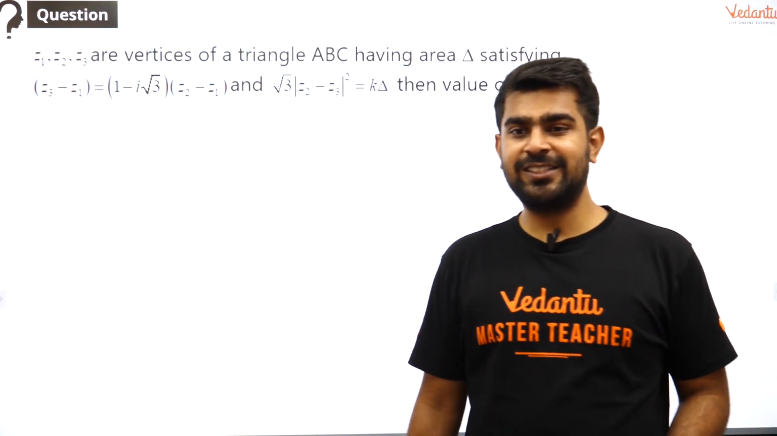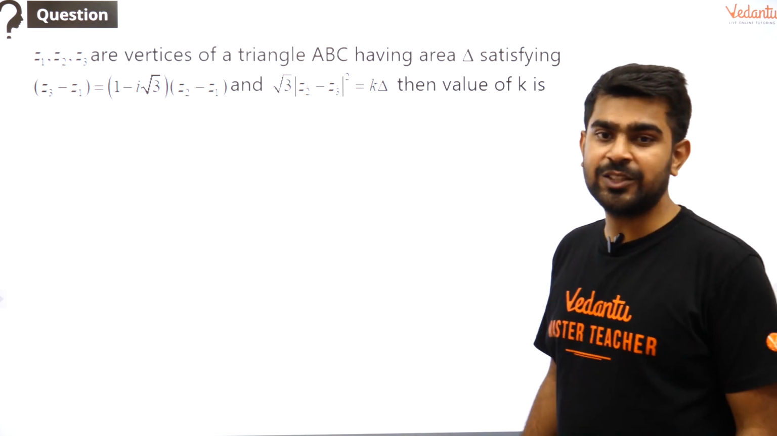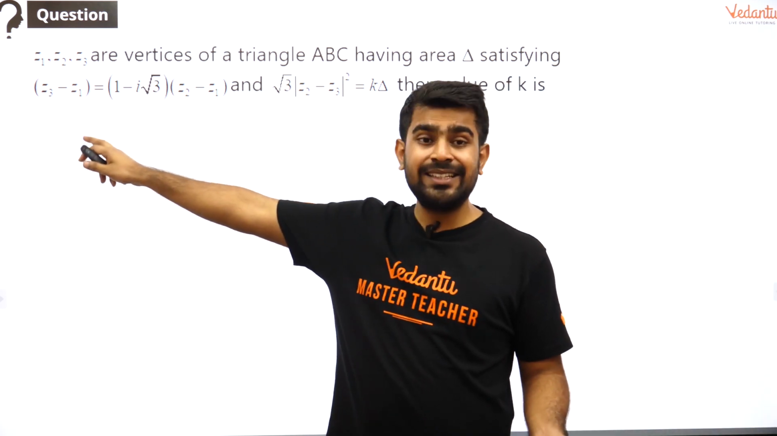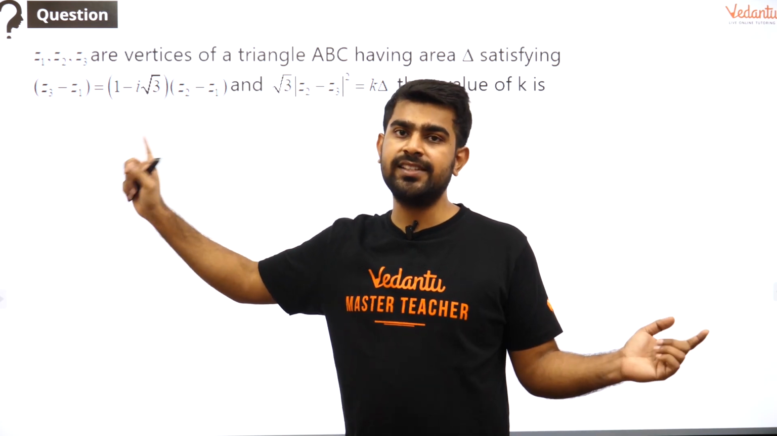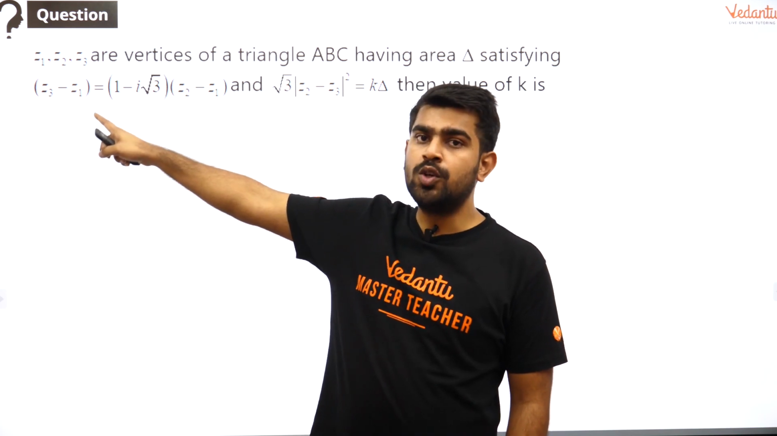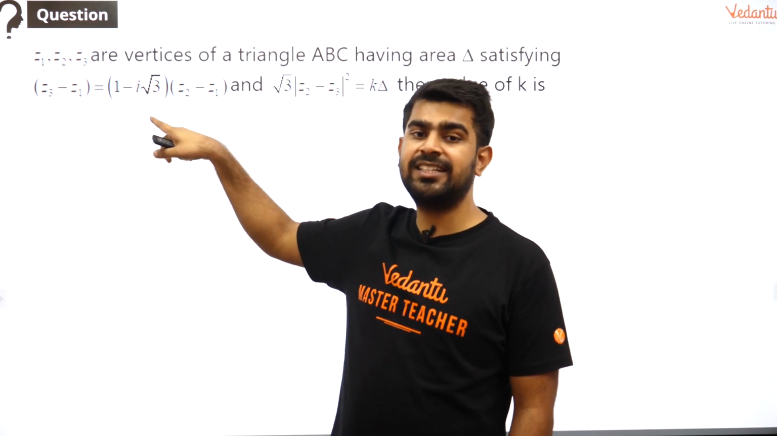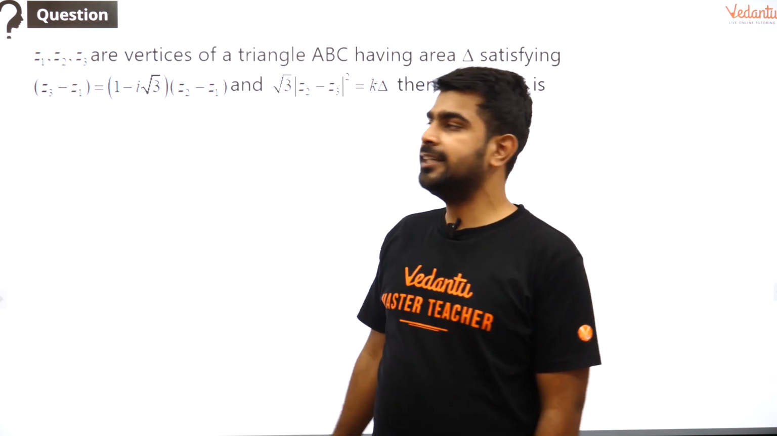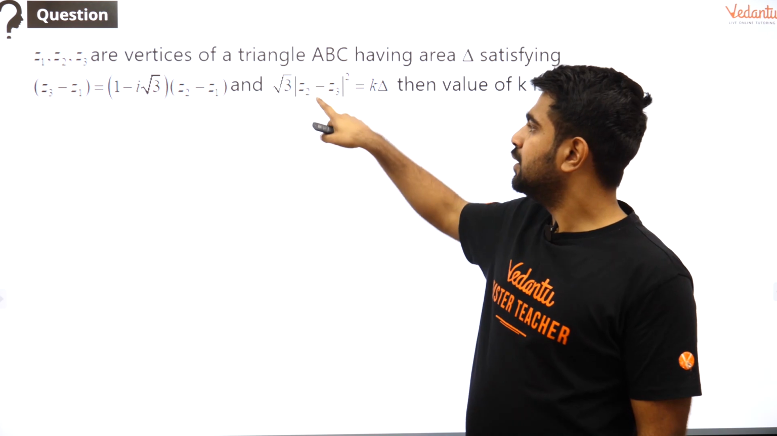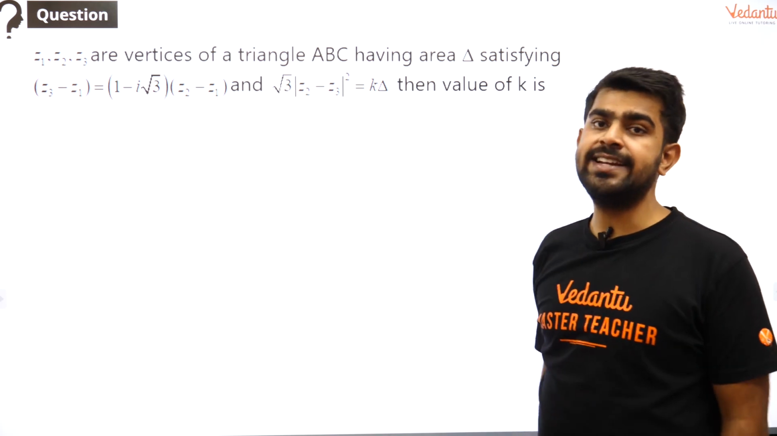Now coming to the next question, another interesting one. So here we have z1, z2, z3 as the vertices of a triangle having an area delta satisfying z3 minus z1 is equal to 1 minus i root 3 into z2 minus z1. Guys, if you can't see it, please write it down as I am reading. That is the first equation which they have given, and we are also given that root 3 times mod of z2 minus z3 the whole square is equal to k times delta.